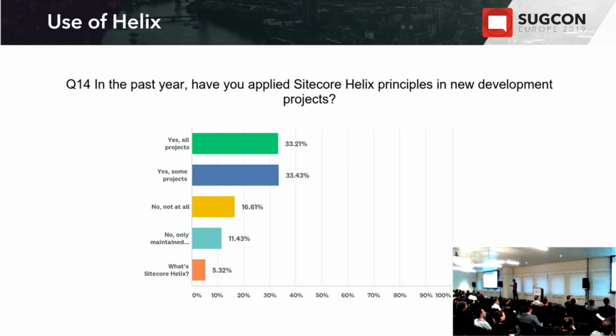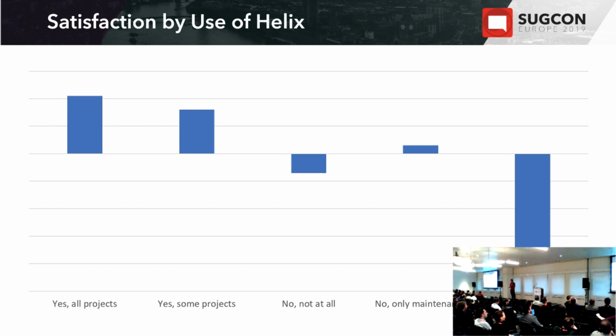So one of the very simple questions we asked was how many people are applying Helix, and how often are you applying it? I thought 66% was a good number, certainly with some room for improvement of folks who are utilizing Helix on their projects. But what was more interesting to me was correlating that to the measures of developer satisfaction that we used.